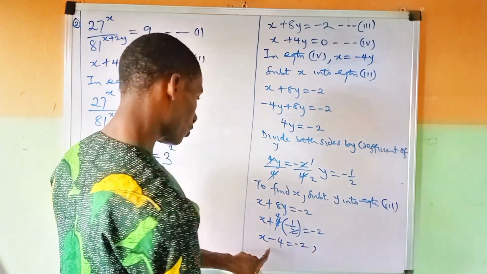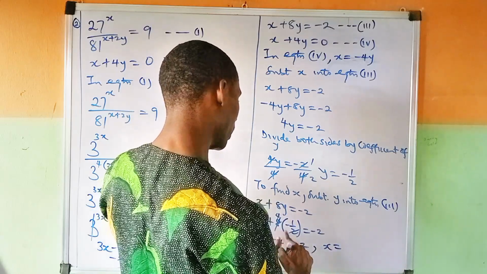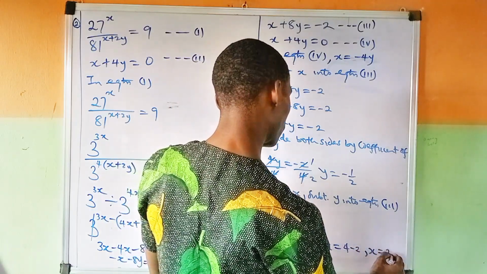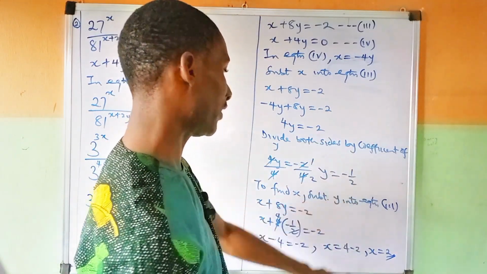So what's the next thing to do? If you collect the like terms, x will be equal to what? Minus 4 crosses here and becomes 4 minus 2. x becomes 2. So your x is 2 and your y is minus half.